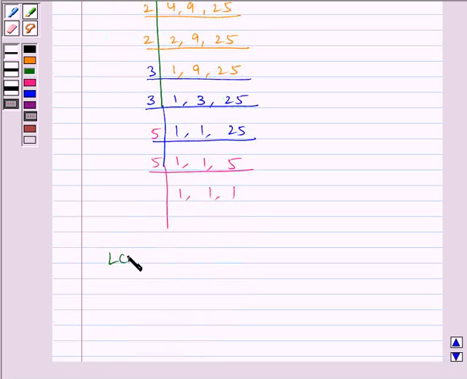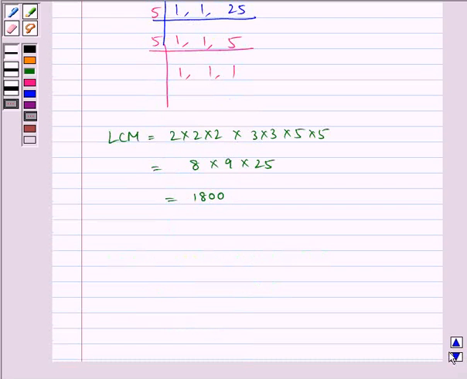Therefore, LCM is equal to 2 into 2 into 2 into 3 into 3 into 5 into 5, which is equal to 8 into 9 into 25, which is equal to 1800. Hence, HCF is equal to 1 and LCM is equal to 1800 is our required answer.